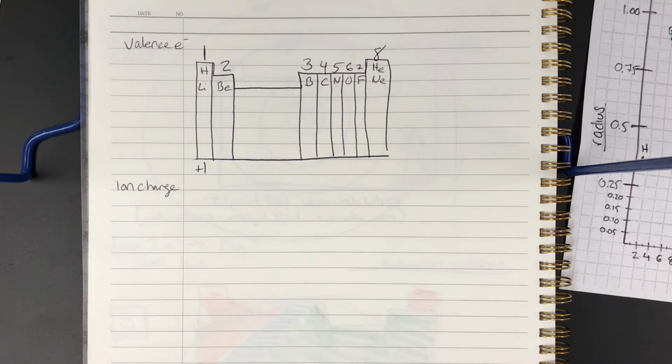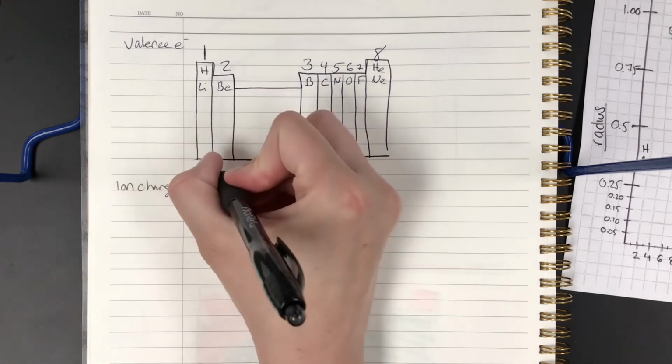Beryllium has 2 valence electrons. What does it want to do? Get rid of them. It wants to get rid of the 2 valence electrons, which means it's going to have 2 more positive charges than negative, so it's going to have a charge of +2.